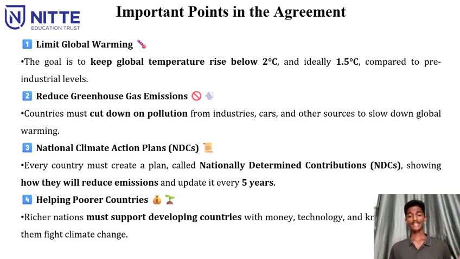Countries must reduce gases like CO2 and methane to slow down global warming, which mostly comes from industries, cars, and other sources. That is why most of the members are shifting to electric.